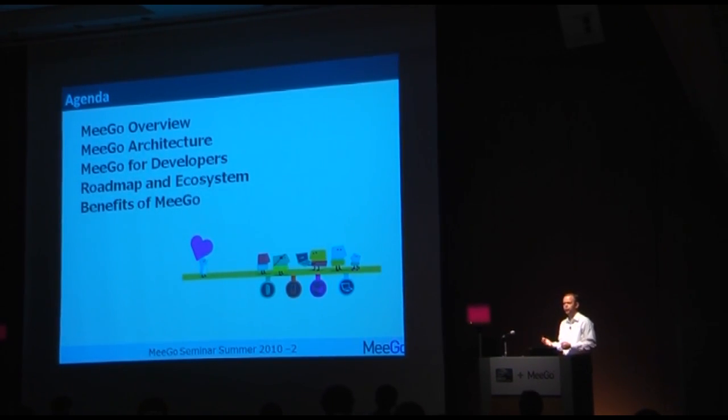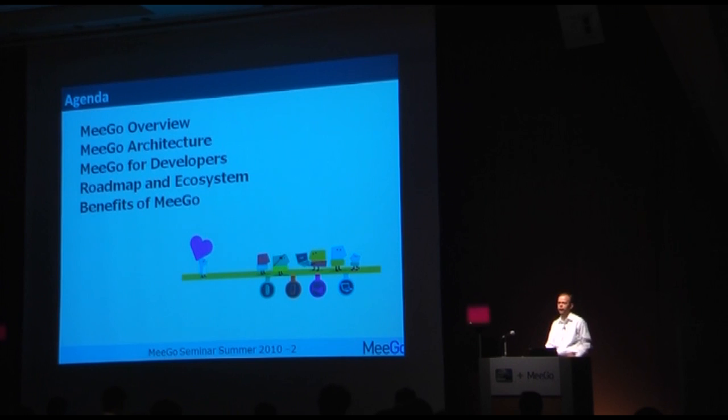Talk a bit about MeeGo for developers. We've got, I would say, a fairly basic SDK that we did for MeeGo 1.0. And we have a bunch of new things coming for the 1.1 SDK. We'll talk a bit about that. And then roadmap and ecosystem. And I'll maybe cover a few things in addition to what you saw on the high-level roadmap.